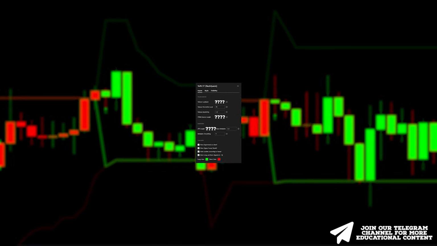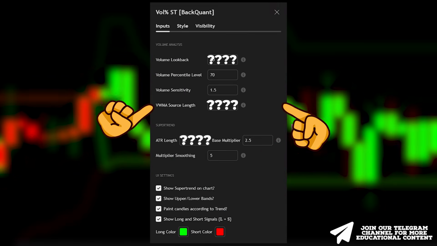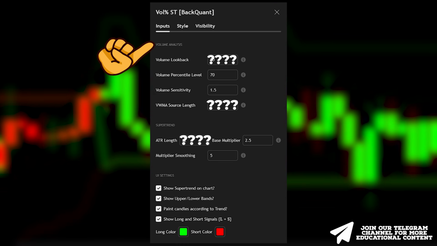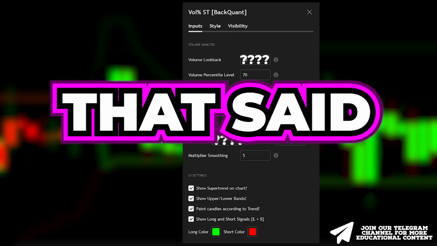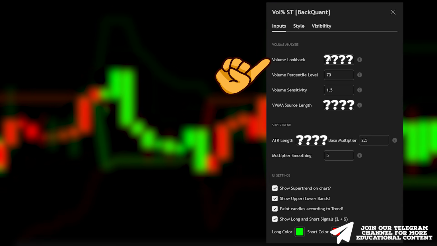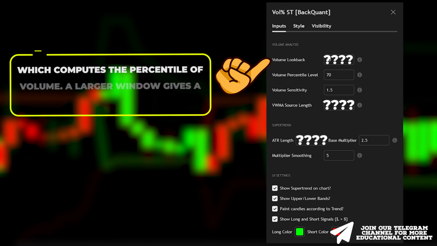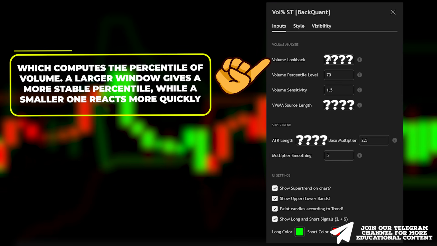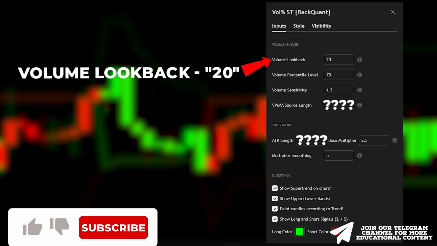So, open the Inputs tab, and here are the parameters we will be working with. Primarily the volume component group and the SuperTrend group. That said, we're particularly interested in volume lookback, which computes the percentile of volume. A larger window gives a more stable percentile, while a smaller one reacts more quickly. Lower the parameter to 20.